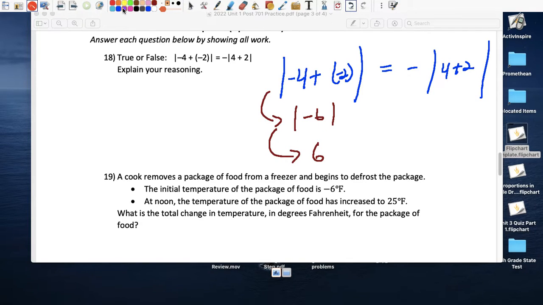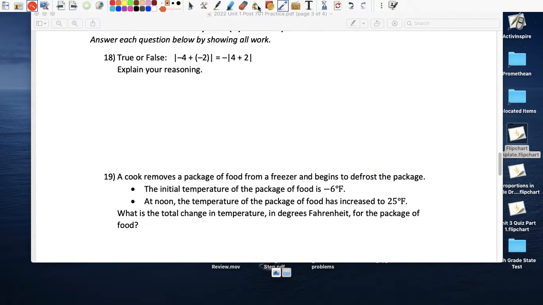On the other side, that negative sign is outside, so we just leave it there. Now, inside the absolute value, 4 plus 2 is 6. And then the minus sign is going to stay here. What's the absolute value of 6? Which is 6. So are they the same? No, they are different. Okay, and you better explain.